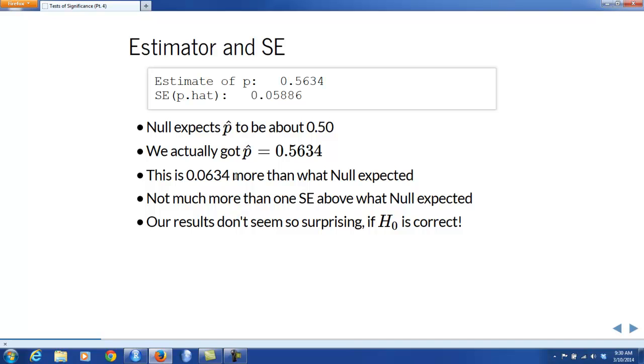But if you think of this in terms of standard errors, you see that 6% is really not much more than one standard error above what the null expected. So our results don't seem so surprising if the null hypothesis is correct. Already, long before we get to the end of the test, we can see that we're probably not going to be rejecting the null hypothesis this time.